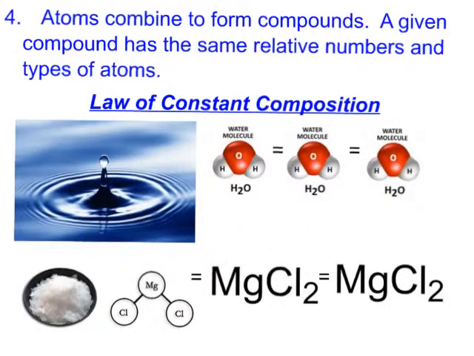So down here we have magnesium chloride. Magnesium chloride always has one magnesium and two chlorine atoms. And one compound of magnesium chloride will always be just that, and it will be the same as the next compound of magnesium chloride. We call that the law of constant composition. From one compound to the next, we have constant composition.